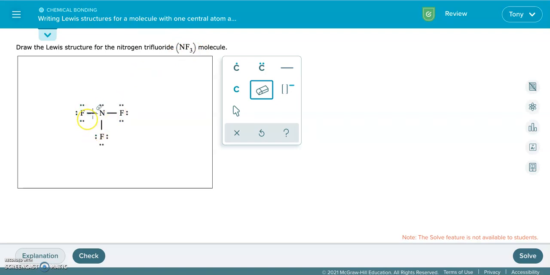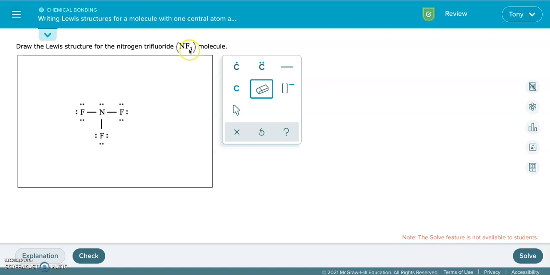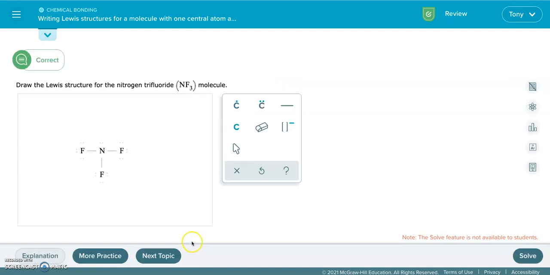So 3 bonds, 2 electrons in each bond. So 2, 4, 6. Now our lone pairs, and I like to count just the same way that I added them in. So 2, 4, 6 in our bonds, 8, 10, 12, 14, 16, 18, 20, 2, 4, 6, right? So just counting all those electrons, 26 electrons in my picture. I should have 26 electrons in my Lewis dot structure, so this should be right. So let's go ahead and check that.